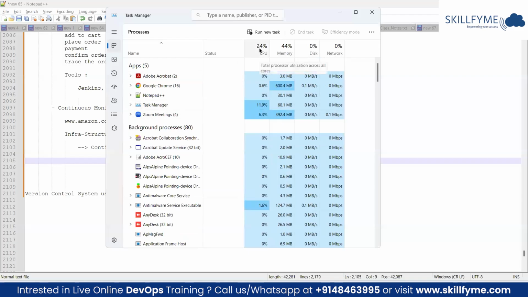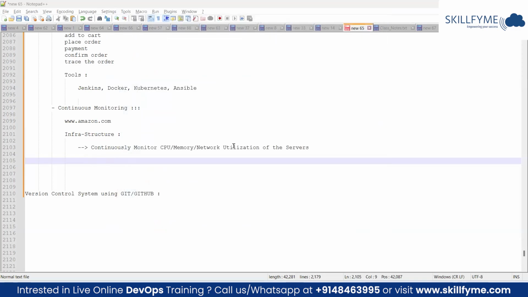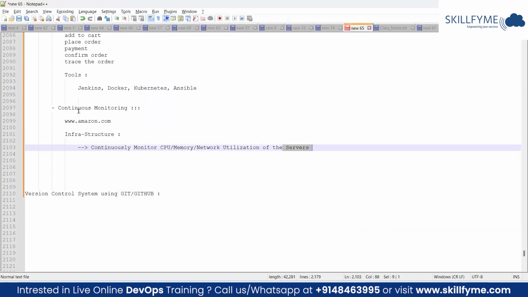So if the CPU utilization reaches 100%, what will happen here? I cannot run any process on top of it. I can't even move this mouse cursor because it is also a process. So if CPU utilization or memory utilization reaches 100%, we cannot access the server or the machine. The same thing is applicable for your production servers. So we have to continuously monitor the production servers in order to ensure that the server is available 24/7.